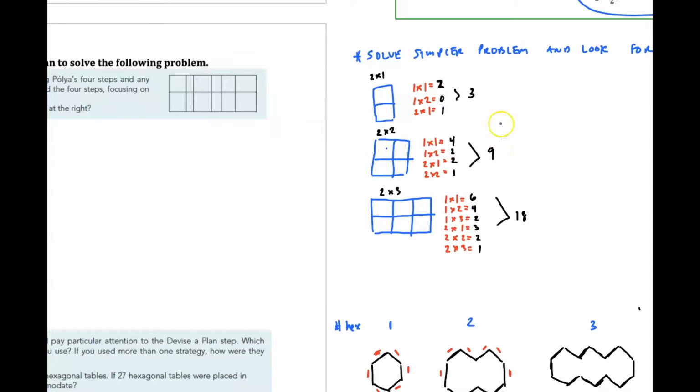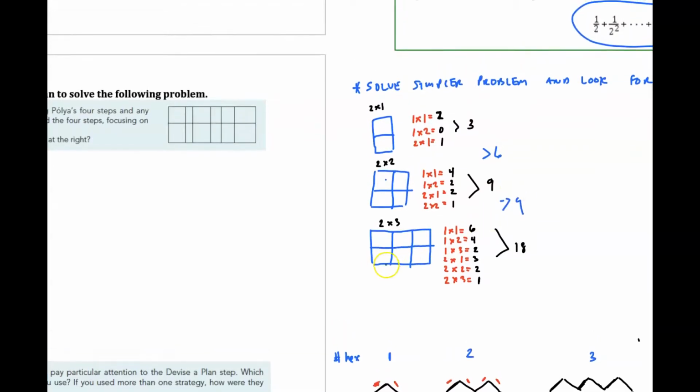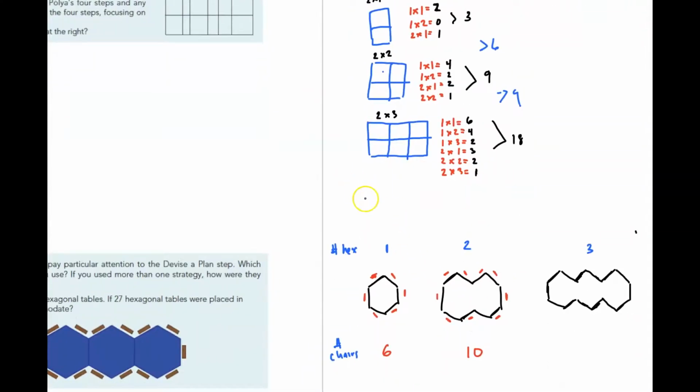As I see these going up, I see a pattern, up by 6. This went up by 9. And if you build the next one, if you had the 4, there would be 30 different rectangles, because this would be up by 12. It's going up by 3.